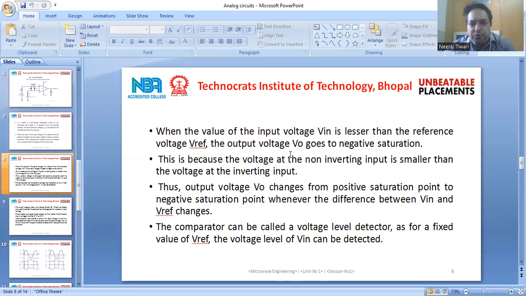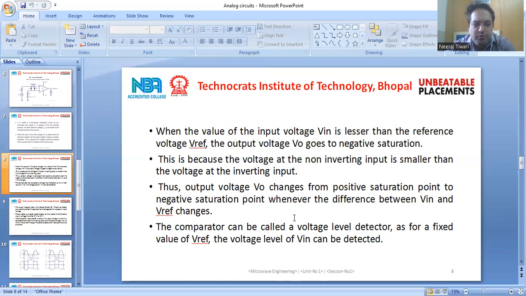And when the value of input voltage Vin is lesser than the reference voltage, the output goes to negative saturation, which I already told you earlier in the class. So all the things are the same. The output voltage Vo changes from positive saturation to negative saturation voltage.